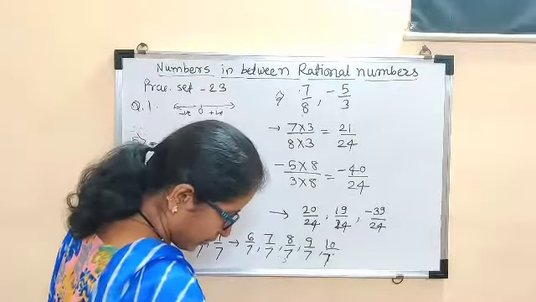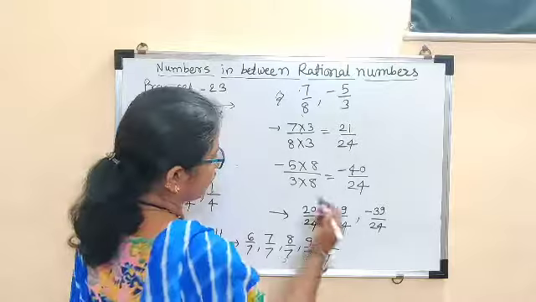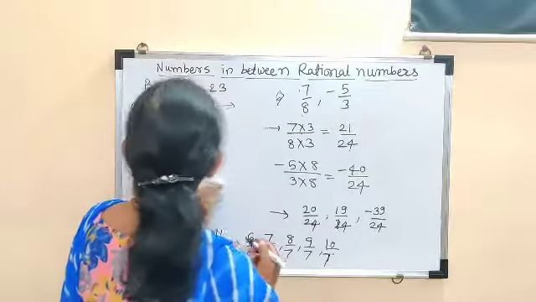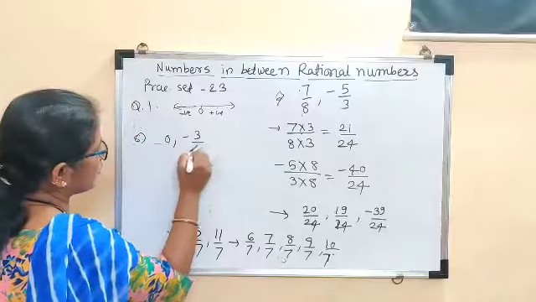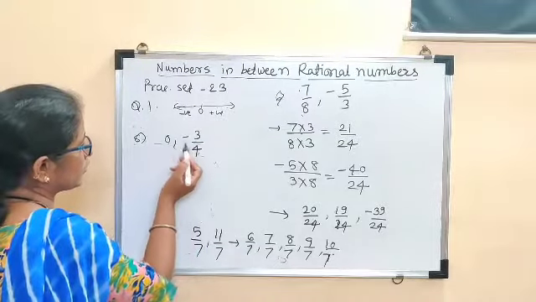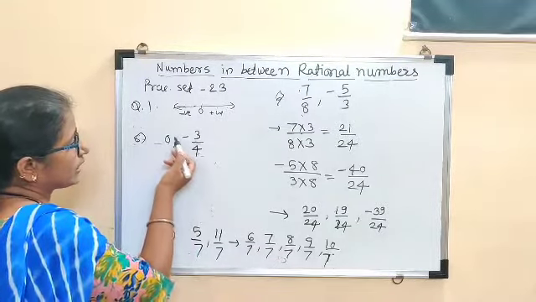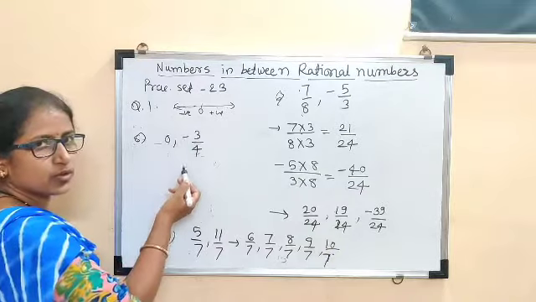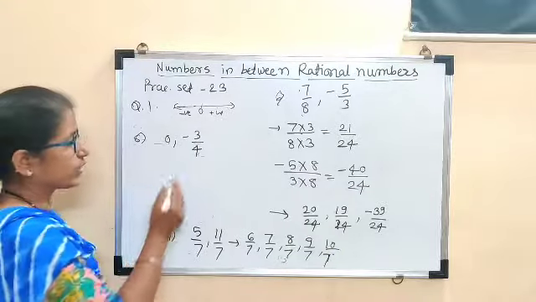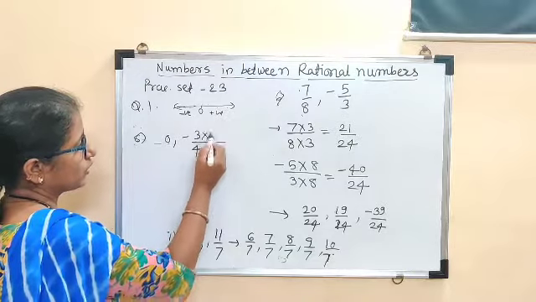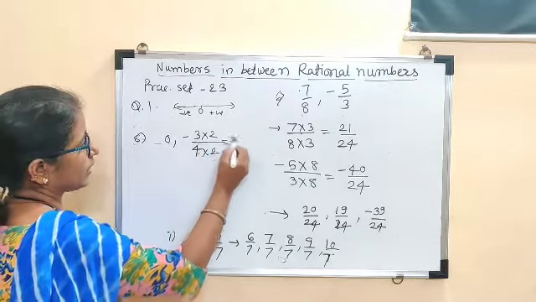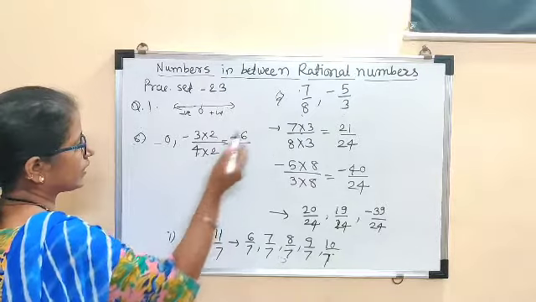Last one, 0 and minus 3 upon 4. After 0, directly comes minus 1 upon 4, minus 2 upon 4. Only 2 are coming. So we will again multiply both by 2 to make another denominator. Minus 6 upon 8. Now there are many.